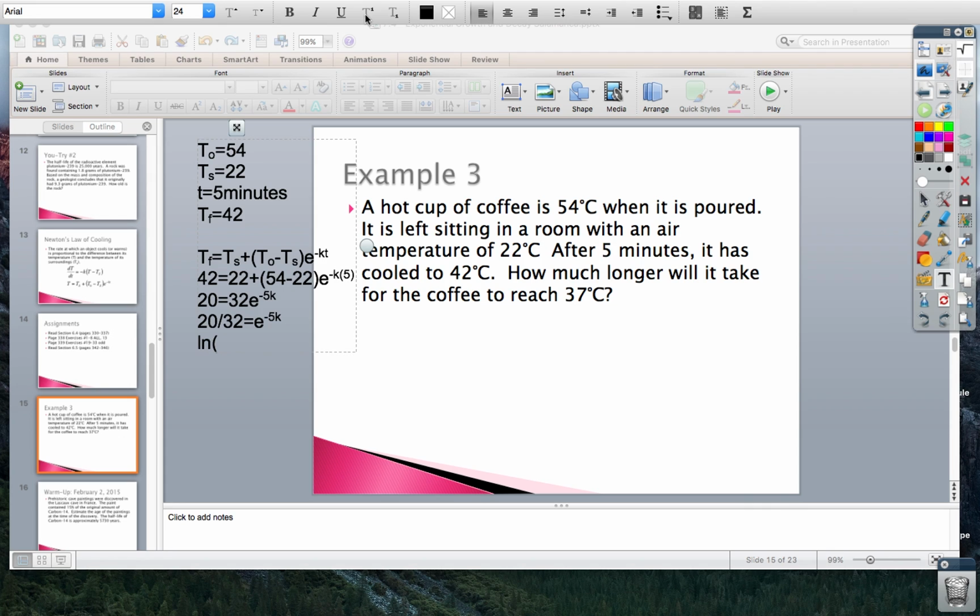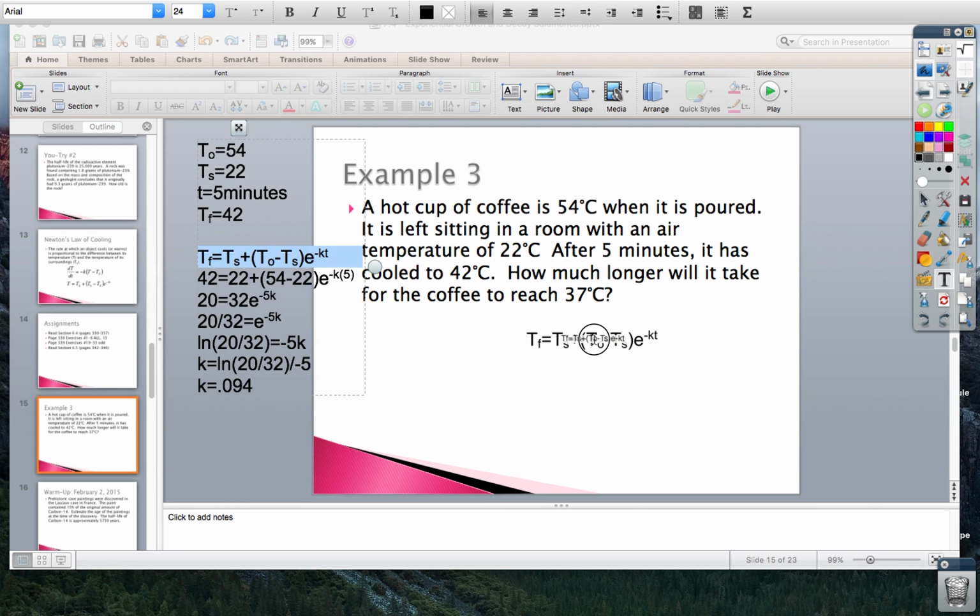We're going to ln both sides. And notice ln and e cancel each other out. And we're left with negative 5k. So k is equal to ln 20 divided by 32 divided by negative 5. So k turns out to be equal to 0.094. Now that we have that constant k, we know that that's the constant at which it cools off at. So the real question is, how much longer will it take for the coffee to reach 37 degrees?